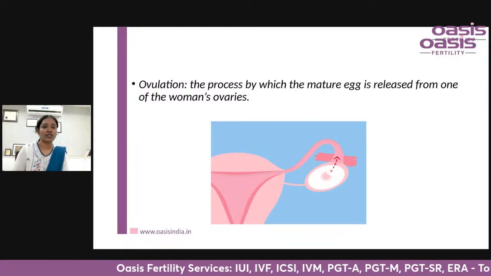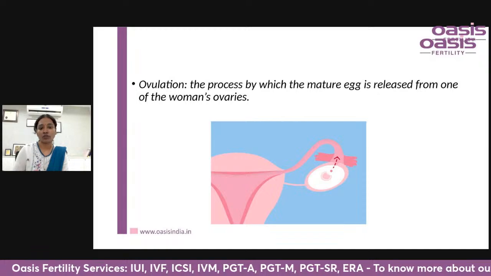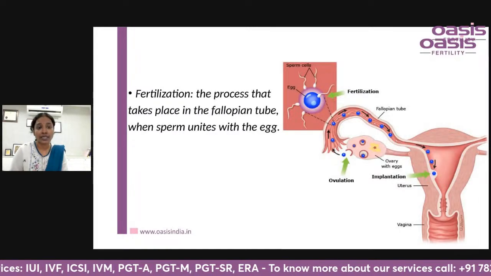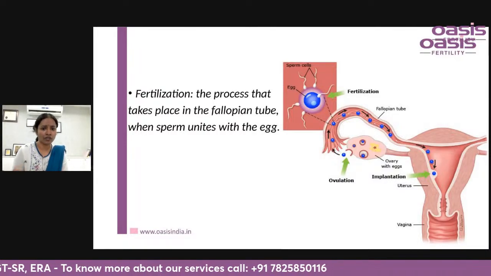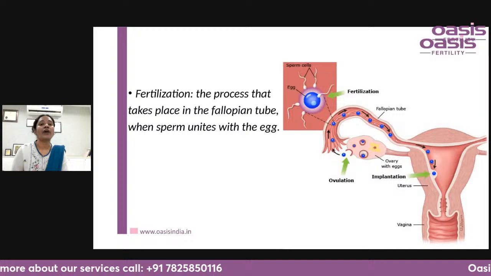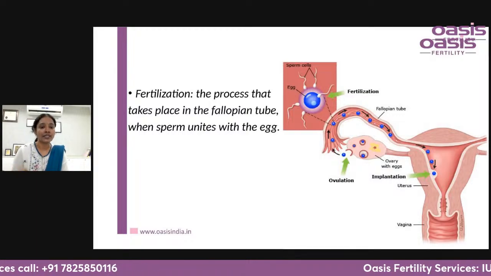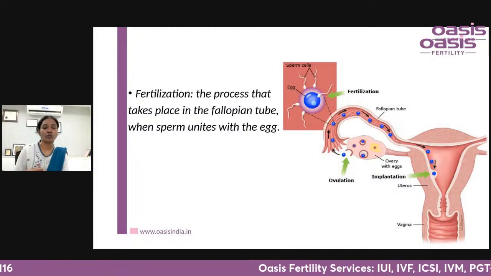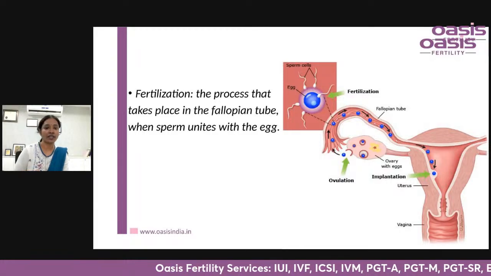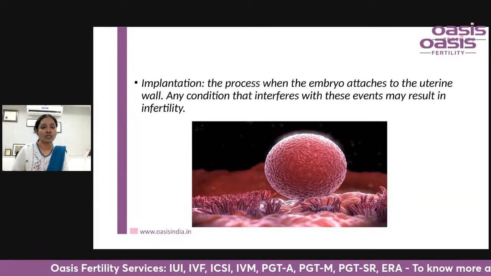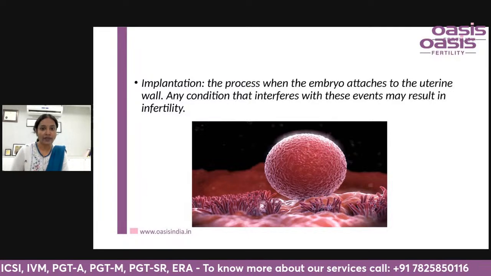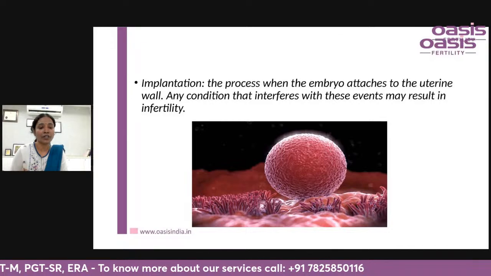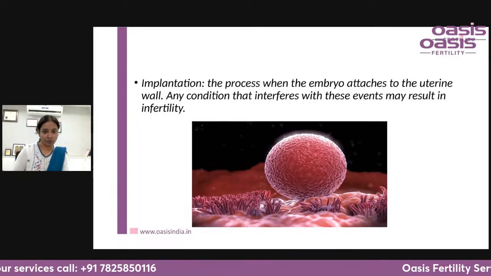So ovulation, as mentioned, is a process by which a mature egg is released from one of the woman's ovaries, and fertilization usually takes place in the fallopian tube of the woman's reproductive organ, where the sperm unites with the egg. Then the resulting embryo moves down the fallopian tube into the uterus and implants there. So fertilization happens in the fallopian tube, and then implantation happens in the uterus, where the embryo gets attached to the uterine wall particularly, and then it grows from there as a pregnancy.